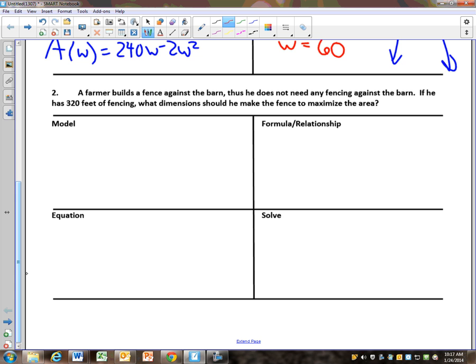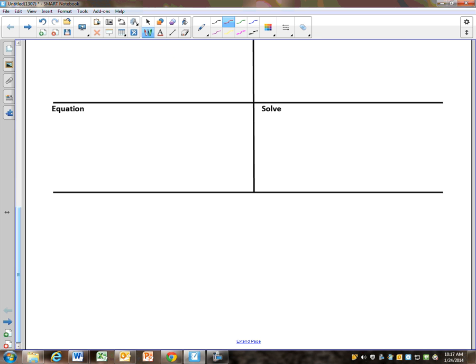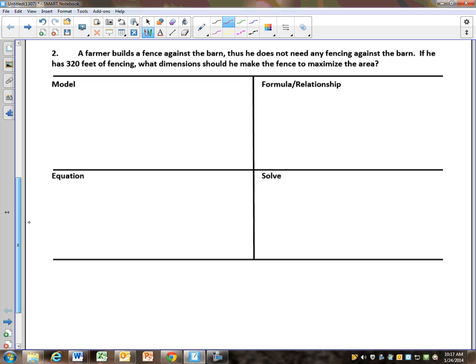Okay, let's do another one. Farmer builds a fence against a barn.